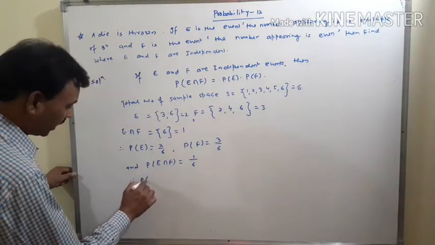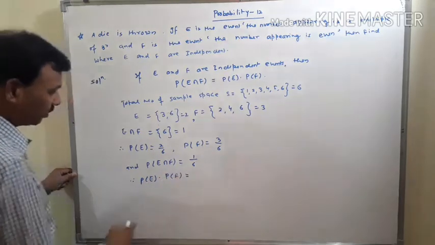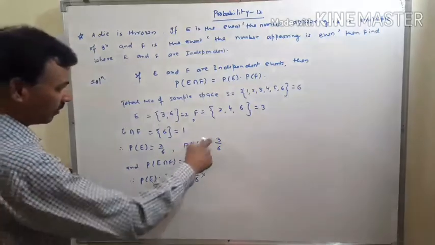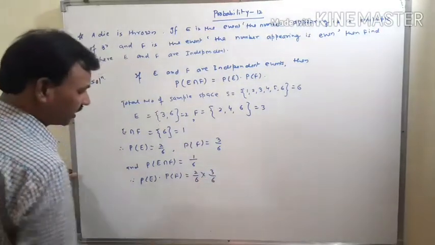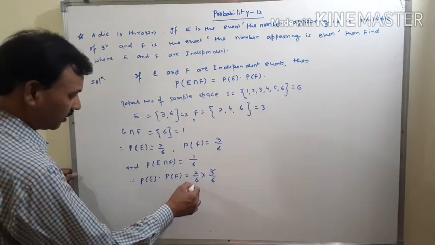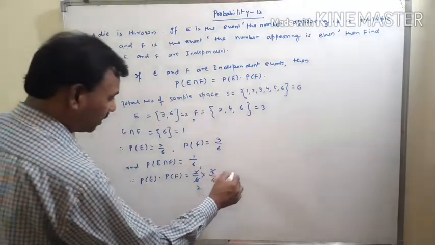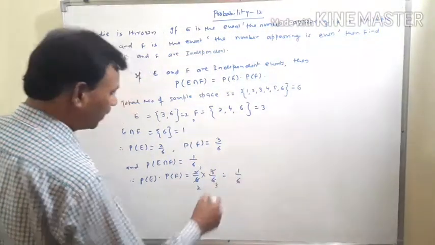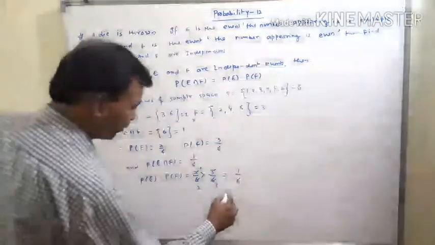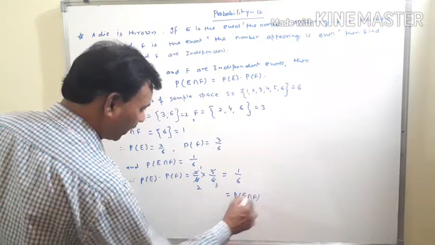Now P of E into P of F is equal to P of E, 2 upon 6, into P of F, 3 upon 6. Now 3 twos are 6 and 2 threes are 6. This will be 1 by 6, which is equal to the probability of E intersection F.